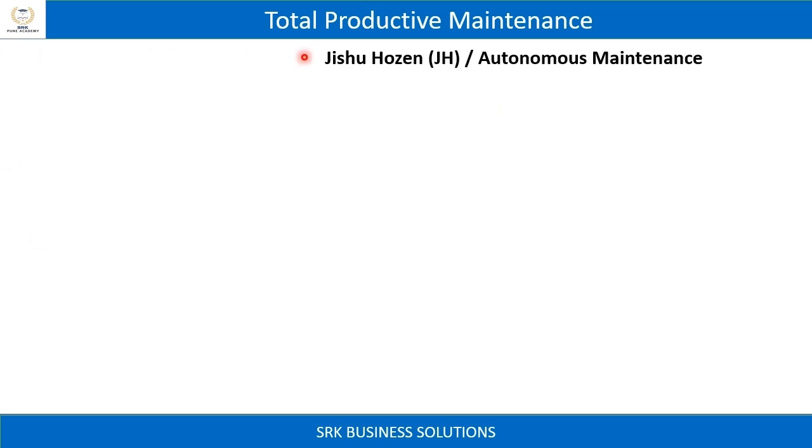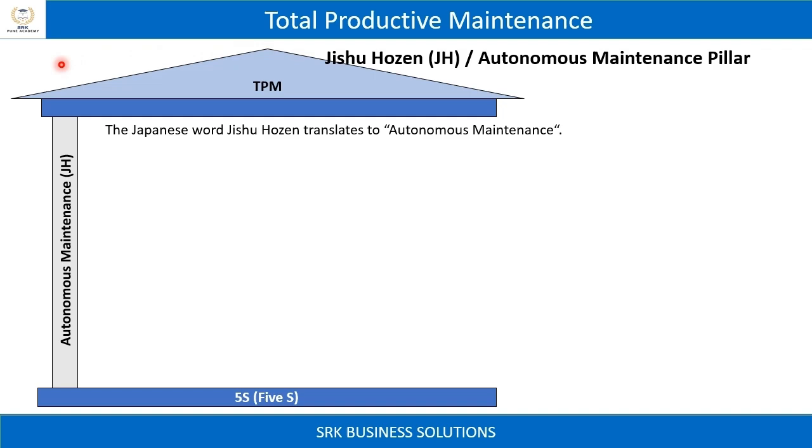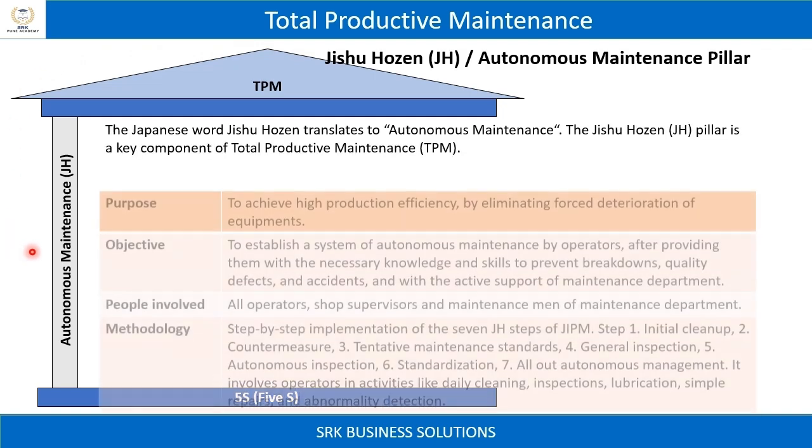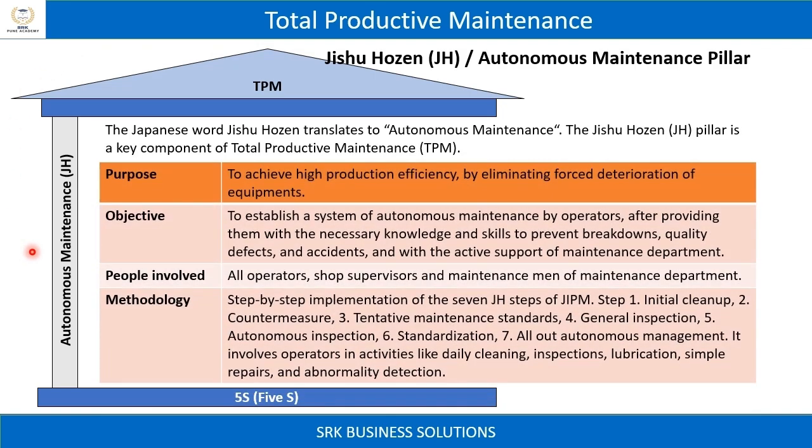The second pillar of TPM is JH, Jishu Hosen or autonomous maintenance. The Japanese word Jishu Hosen translates to autonomous maintenance. The JH pillar of TPM is a key component of TPM. The purpose of the JH pillar is to achieve high production efficiency by eliminating forced deterioration of equipment.